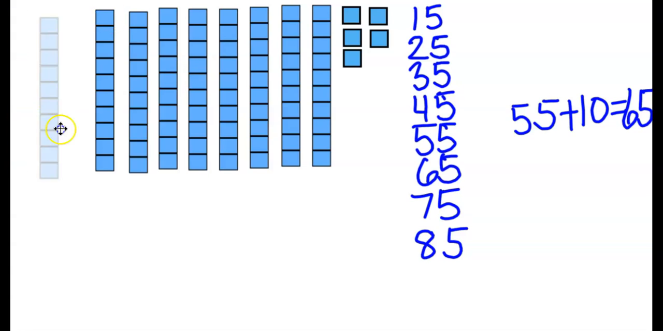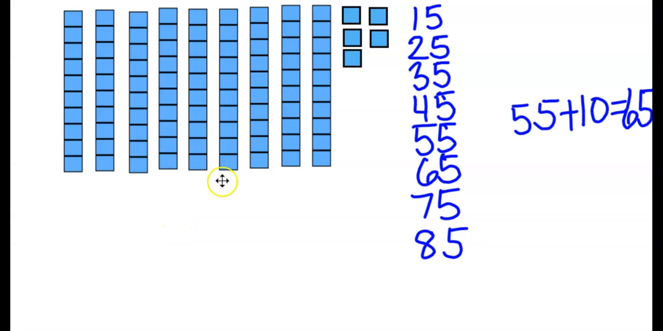Let's add one more 10 rod. If I continue my same pattern, well, I have 95 because I added one more 10. Let's check and make sure. 10, 20, 30, 40, 50, 60, 70, 80, 90, and 5 more make 95. Great job today, boys and girls, noticing patterns as I'm increasing by 10.